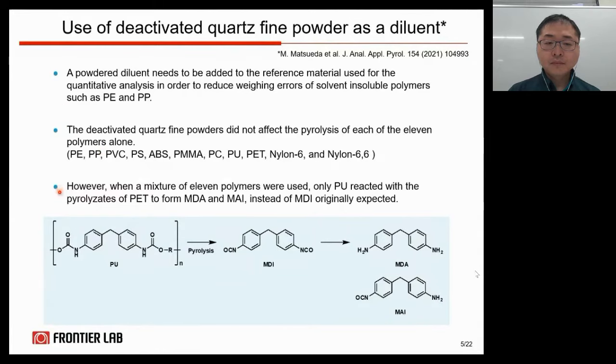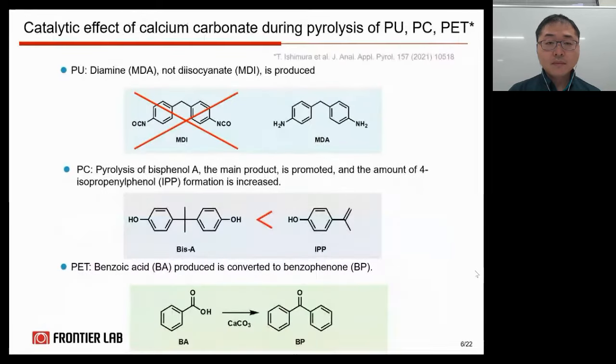However, when 11 polymers were mixed and pyrolyzed together, only polyurethane did not produce its characteristic peak MDI. It is assumed that polyurethane reacted with the pyrolyzates of PET to form MDA and MAI, instead of MDI originally expected. It would be difficult to study using highly reactive MDI as the characteristic compound for polyurethane quantification, so we decided to allow MDA to be generated.